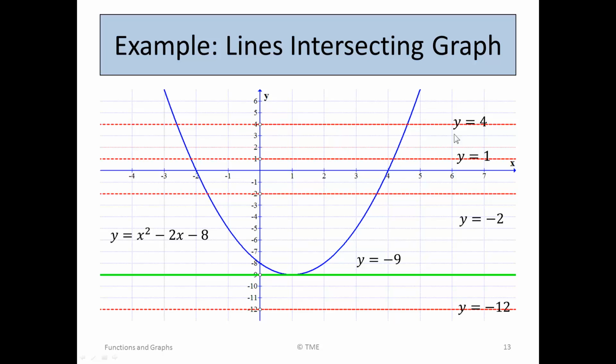And if we take the series of lines, we can see y = 4 cuts the graph twice. y = 1 cuts it twice. y = 0 cuts it twice. y equal to minus 2, all the way down, we continue to cut the graph twice. But not here. At y = minus 12, this red line doesn't cut the blue graph at all. And the lowest line that cuts it at all is this y = minus 9, the point of the minimum, the (1, minus 9). So points above this would cut the line twice.